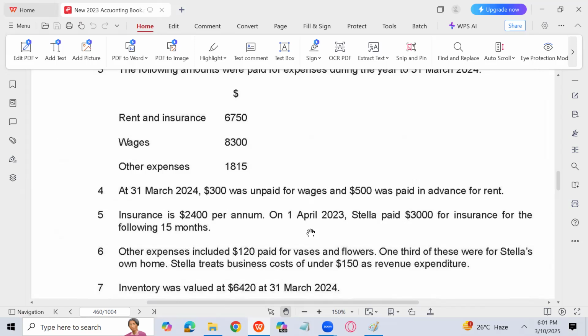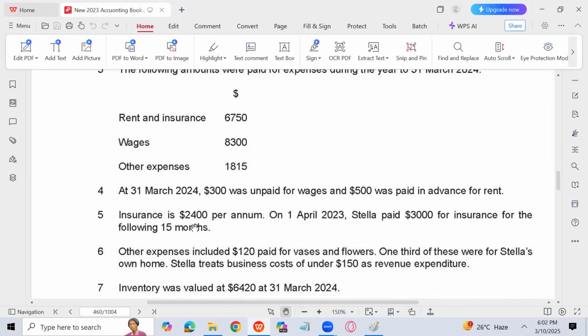You know that we are supposed to write insurance for the 12-month period. But because they have paid 3000 and the insurance is 2400 per annum, so 200 per month is going to be the insurance. But we have paid the insurance for 15 months, but we should have paid the insurance for 12 months. So 200 into 3, 600 is going to be the prepaid again, and that also will be subtracted as the insurance paid in advance.